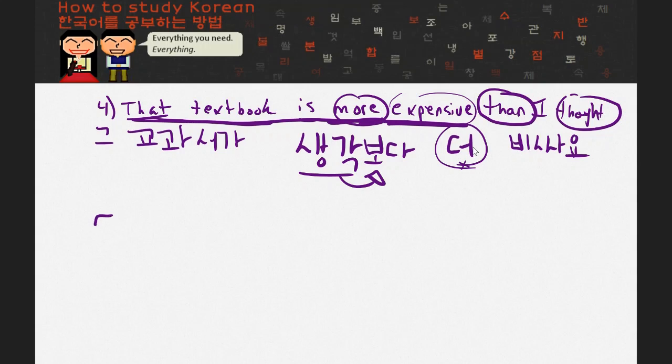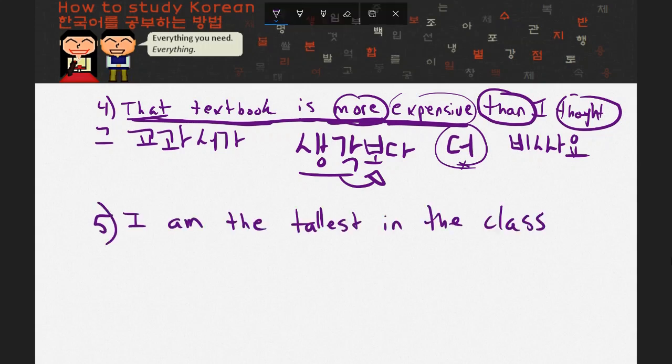The next sentence I would like you to try is, I am the tallest in the class. When I say class, I'm talking about sort of a class of students, and you're going to be the tallest of, say, maybe a group of 20 or so students. I'll give you 10 seconds, and you can start now.